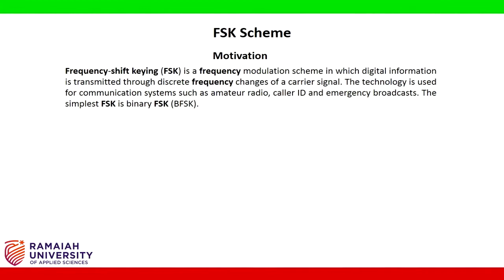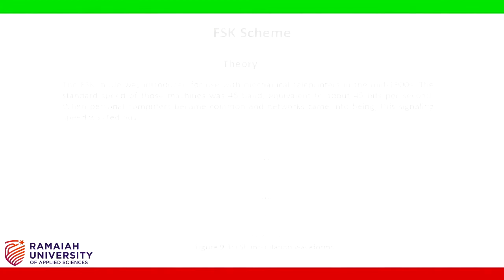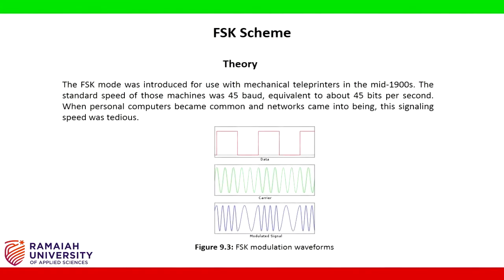The simplest FSK is binary FSK or BFSK. The FSK mode was introduced for use with mechanical teleprinters in the mid-1900s. The standard speed of those machines was 45 baud, equivalent to about 45 bits per second. When personal computers became common and networks came into being, this signaling speed was tedious. Figure 9.3 shows FSK modulation waveforms.